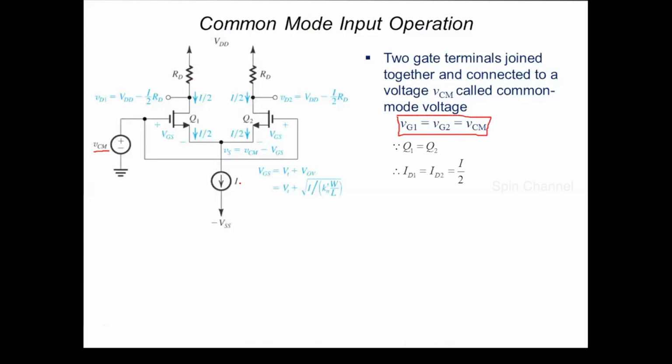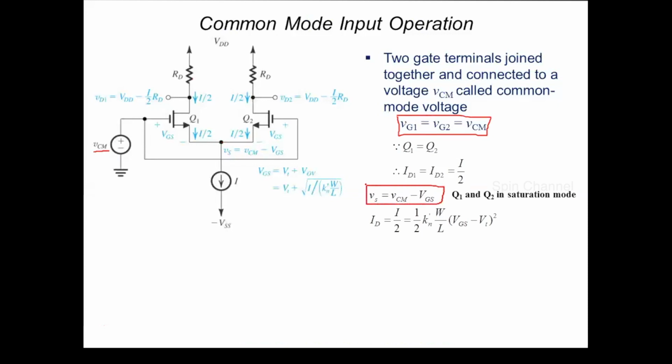Now, how do we find the voltage at the source? If we apply KVL here, the applied common mode voltage VCM is equal to VGS plus the potential at this point. The potential at this point is the source voltage, because the sources are coupled together. So from this, we can find Vs, the potential at the source. It will be equal to VCM minus VGS.